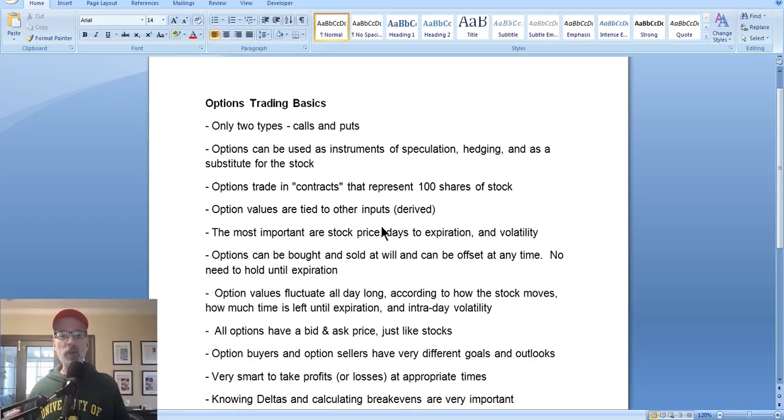So options values fluctuate just like stocks, and their option prices will fluctuate based on where the stock is moving during the day and all that. And there are two players in the market. Obviously, there are option buyers and there are option sellers. Each one of those participants has a different view of the market, and a different view of where they think the option might be going.